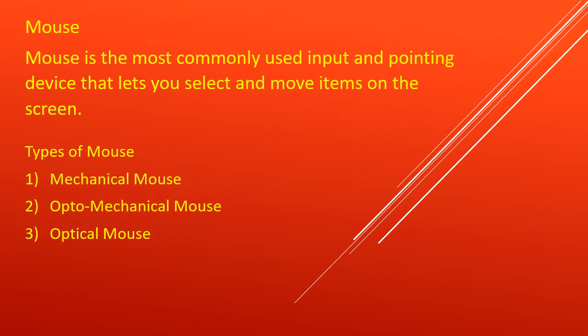There are three types of mouse. How many types of mouse are there? Three types: mechanical mouse, optomechanical mouse, and optical mouse. Let us study these different types of mouse in detail.